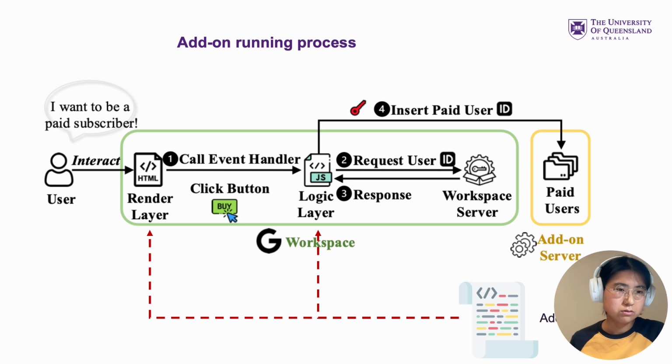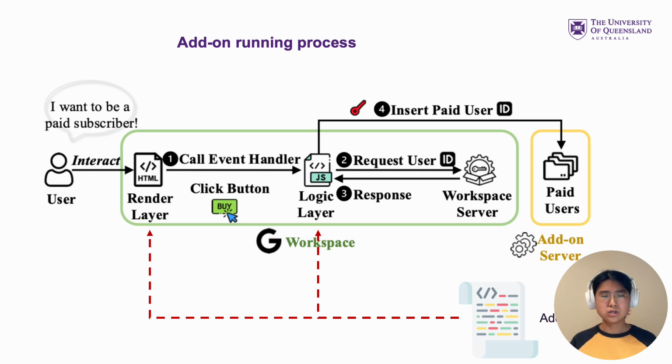This is the technical demonstration of the running process. The user will interact with the add-on through their browser, and after the user has interacted with the HTML page, like clicking several elements, maybe the buy button, the HTML will call the corresponding event handler in the JS file, which we call the logic layer. And the logic layer will communicate with 2 parties. One is the workspace server to access the user resources, like the user ID or their Gmail and other things.